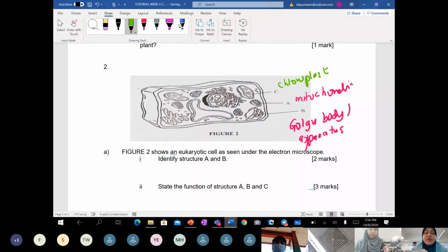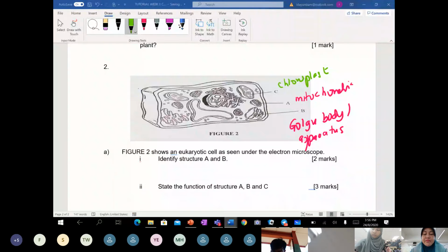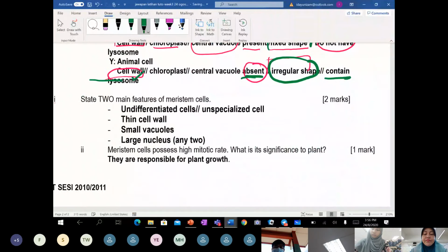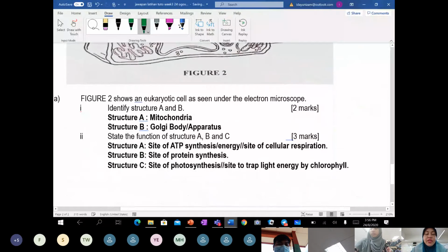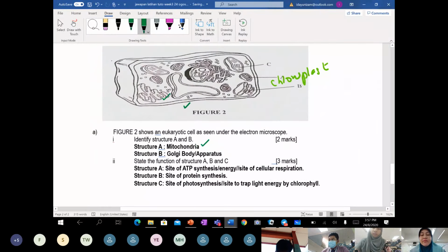Okay, so now how are you going to answer the function? Like teacher mentioned, A is a mitochondria, B is a Golgi body or apparatus. Refer to A. Where is A just now, class? So this A is a mitochondria.